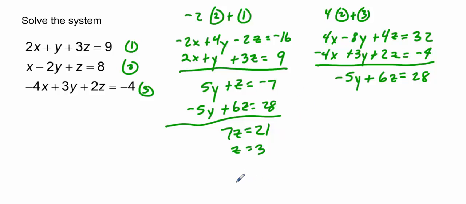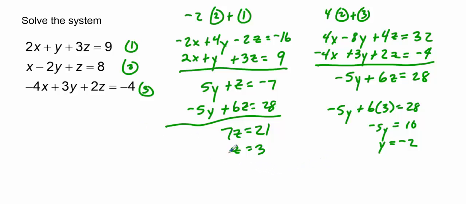Again, plug back into either of these two equations. I'll just use this one over here. So I have -5y plus 6 times 3 is 28. Bring that 18 over. I get 10 is equal to -5y. Y is equal to -2.